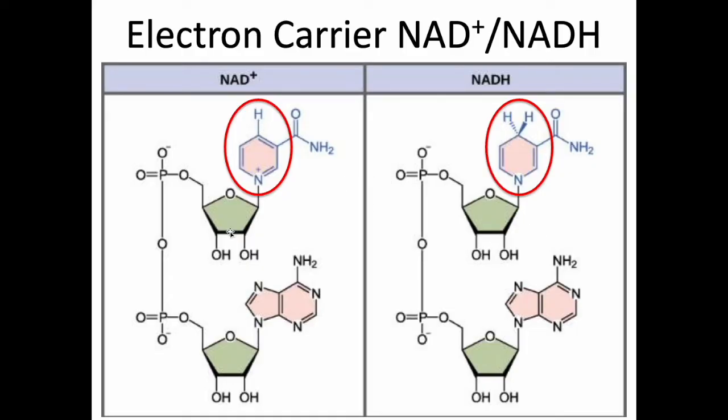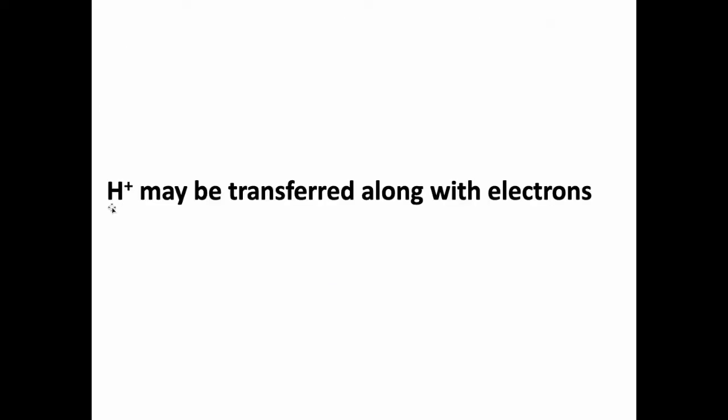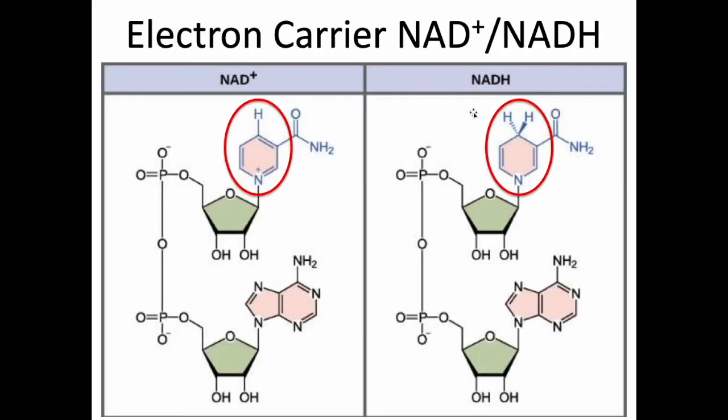Again, you don't have to memorize the molecular structure or be able to draw these or anything, but if you're curious, the difference between the two forms is right up here. There's a single hydrogen here and a double bond in this ring here. The double bond is now a single bond, and an extra hydrogen. Like I said, sometimes H plus is transferred along with the electrons. That's why there's an extra H here. But again, what we care about is electrons have been given. So again, empty form, fully loaded form.